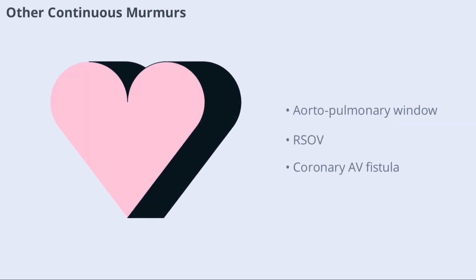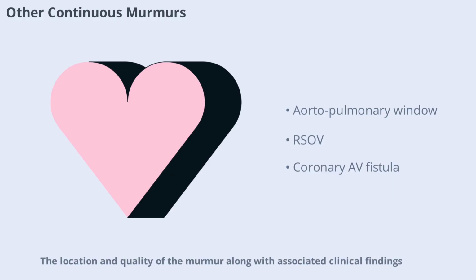Other causes of continuous murmurs include aortopulmonary window, ruptured sinus of Valsalva, and coronary arteriovenous fistulas. The location and quality of the murmur, along with associated clinical findings, help differentiate between these conditions.